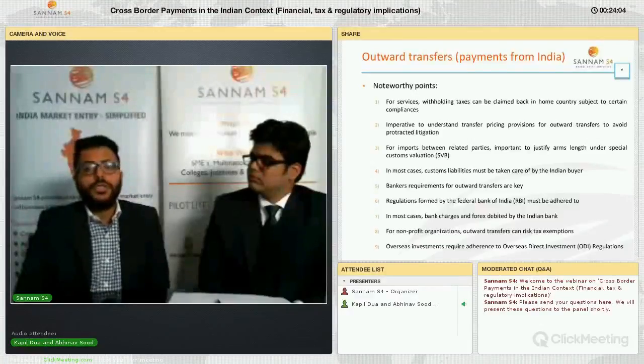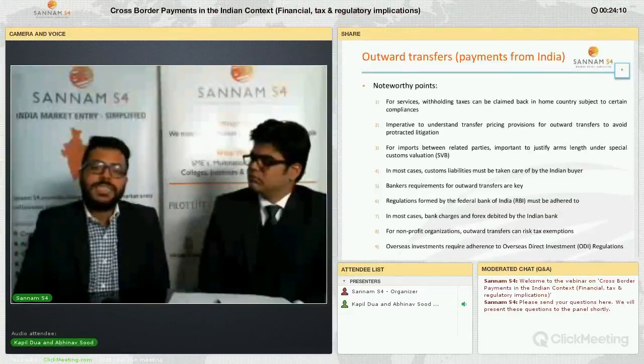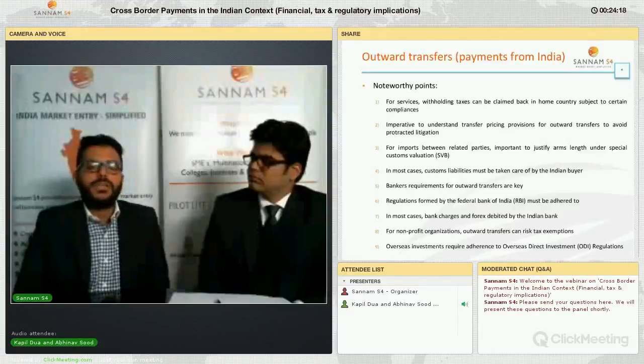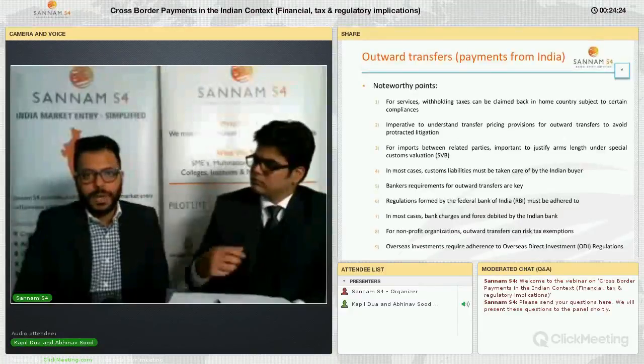So for example, if you are supposed to pay taxes in your home country on your profits, then you can claim a credit of the taxes which have been withheld in India, provided you have paid them in India and provided you have filed your tax returns in India. Those tax returns you can show to your home country tax officer to prove that you have paid taxes in India on the same income.